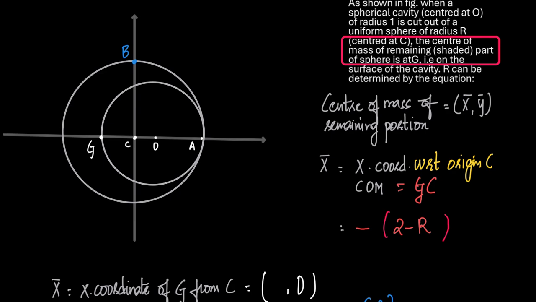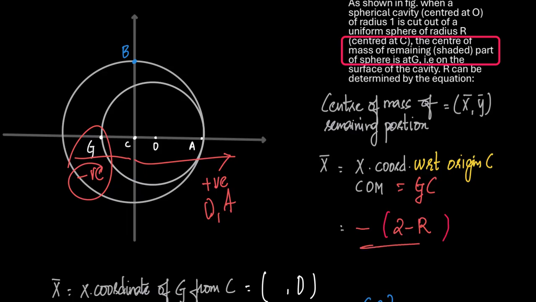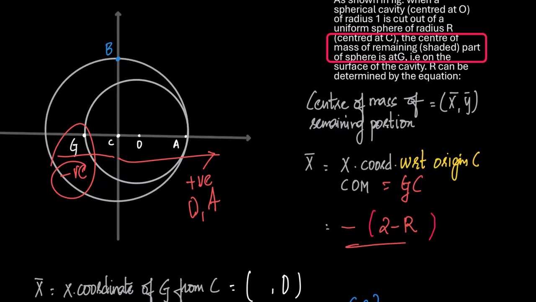Why? Because C is chosen to be the origin, and since G is to the left of this, all values coming to the left will be taken negative, and all values that come to the right of this would be taken as positive. So O and A will be positive, whereas G would be negative, right? So therefore we have minus 2 minus r. Apologies again.